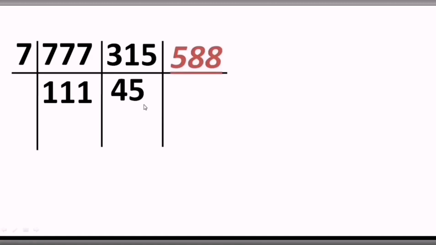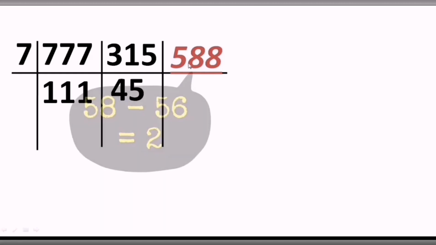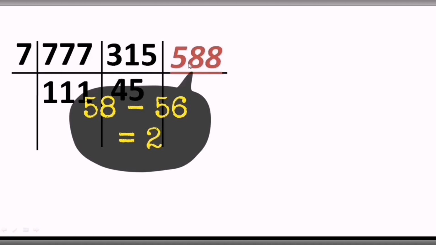Now it's time to divide 588 by 7, and the nearest smaller number than 58 which is present in the table of 7 is which one? 7 7s are 49, 7 8s are 56. Yes, so we are going to use 7 8s are 56, and the moment you do subtraction, you will come to know that we are left with 2.